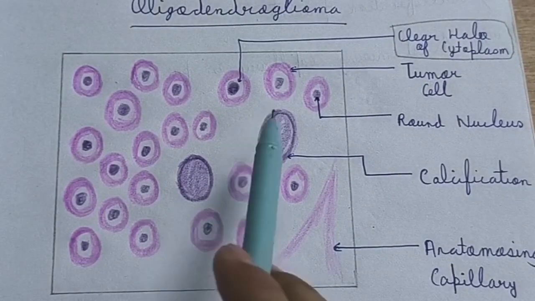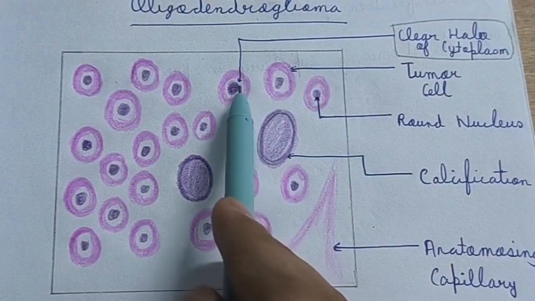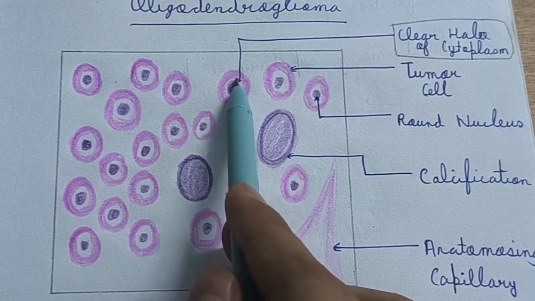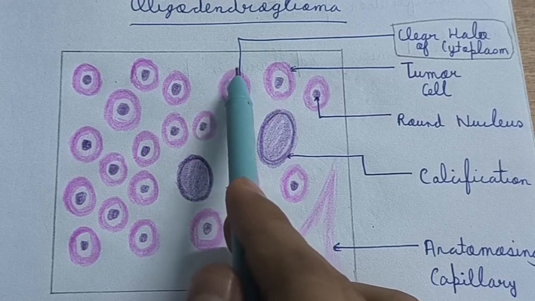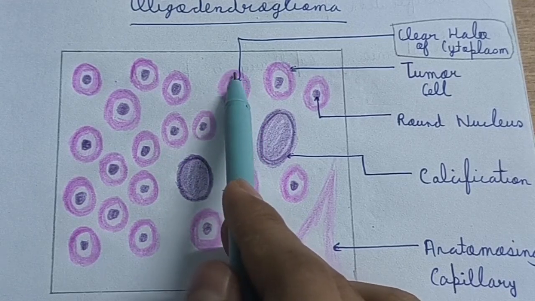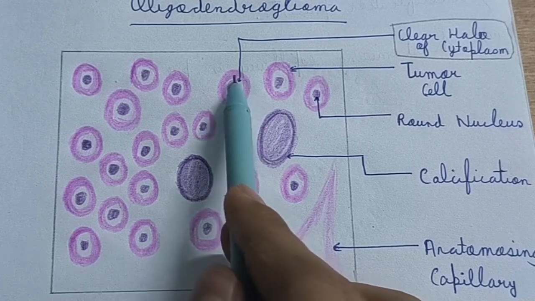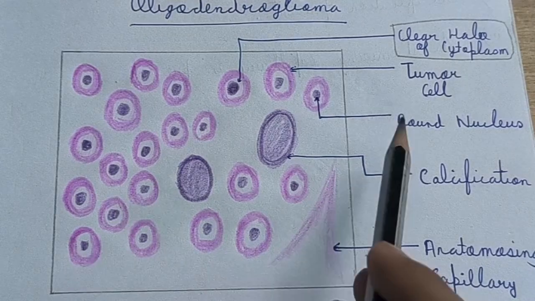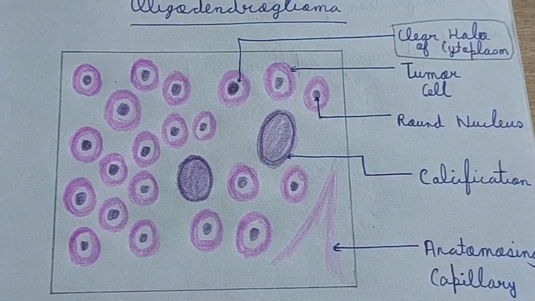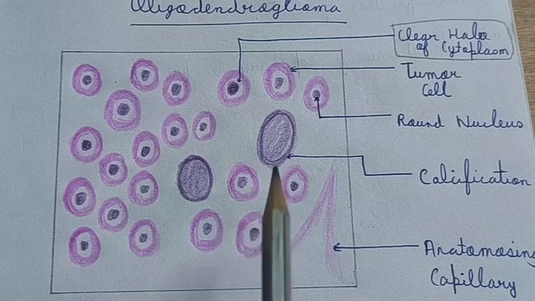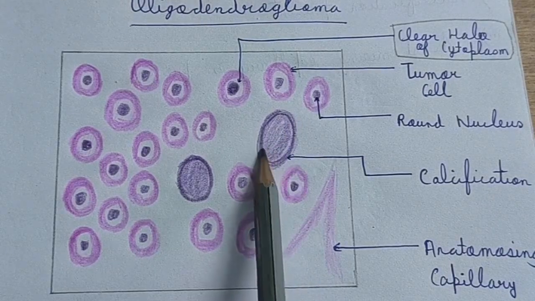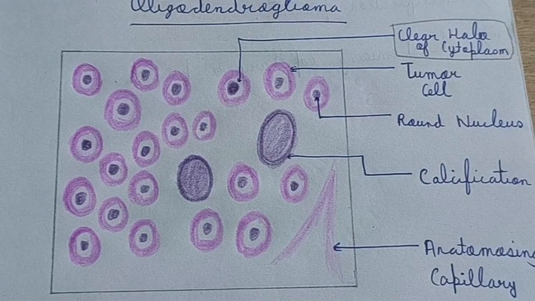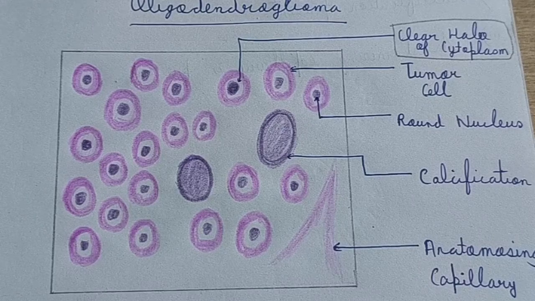Now you can see that this is the tumor cell, and this portion is a clear halo of cytoplasm, because the cytoplasm around the nucleus is less, and the cytoplasm towards the cell membrane is more. So the cytoplasm is more concentrated towards the cell membrane, and the nucleus is round. All these three things are a description of the tumor cells. Also you can see that calcification is present. So this is the calcification, and this is the anastomosing capillary. All these are the structures found in the histopathology of oligodendroglioma.